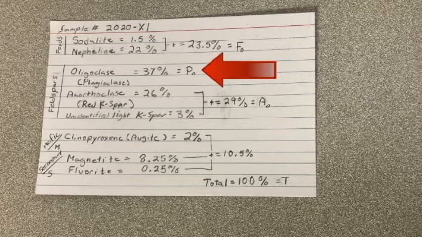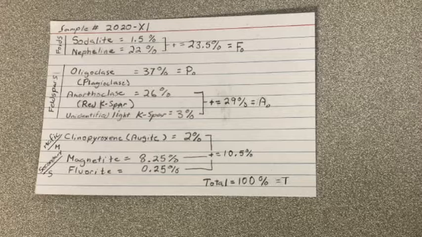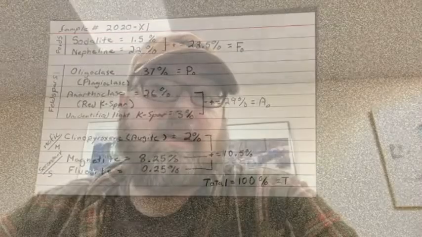Our plagioclase, which is probably oligoclase, is 37%. Now, our mafics and our secondary minerals, I've added them all up here, 10.5%. We are going to exclude them from the normalization because they are not part of the plot. Now I've added together my mafics, which is my M, my secondary, which is my S, and that totals 10.5%. That needs to be removed from the QAPF plot because it's not on there. That's why we normalize. We actually normalize twice to plot this thing.